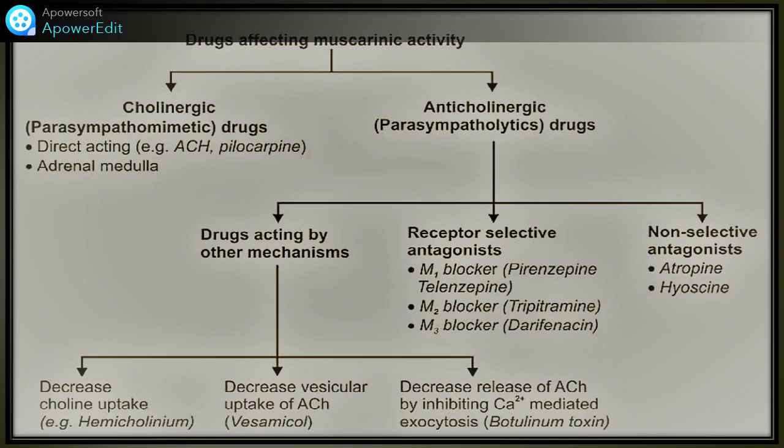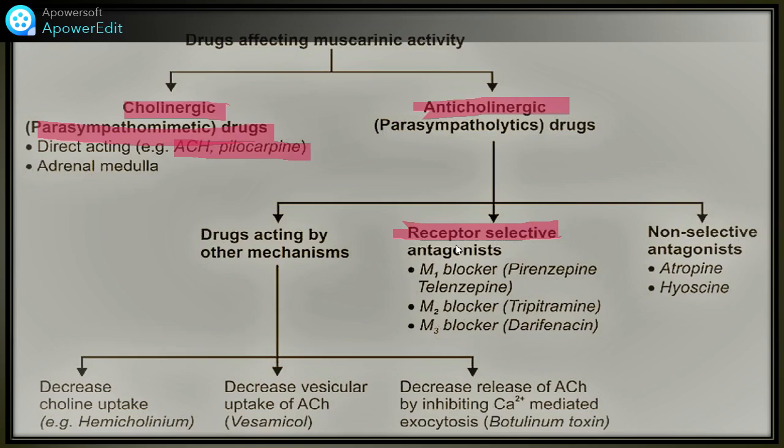This is an important classification of how the drugs affect muscarinic activity. First are cholinergic drugs and next are anticholinergic drugs. Cholinergic drugs, which are also called parasympathomimetic drugs, like acetylcholine and pilocarpine, are directly acting. Next are anticholinergic parasympatholytic drugs.